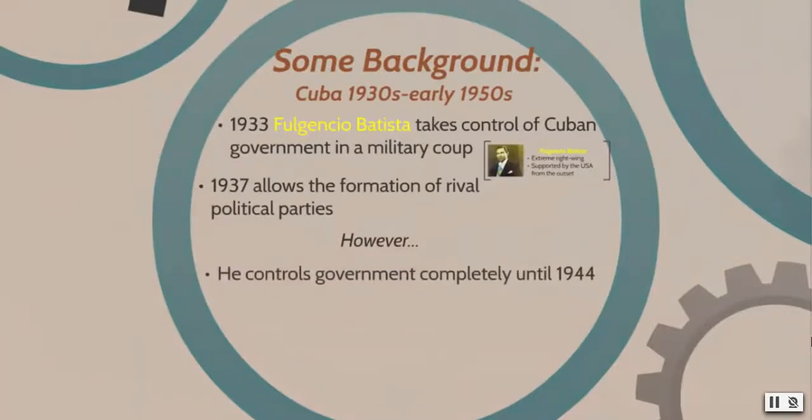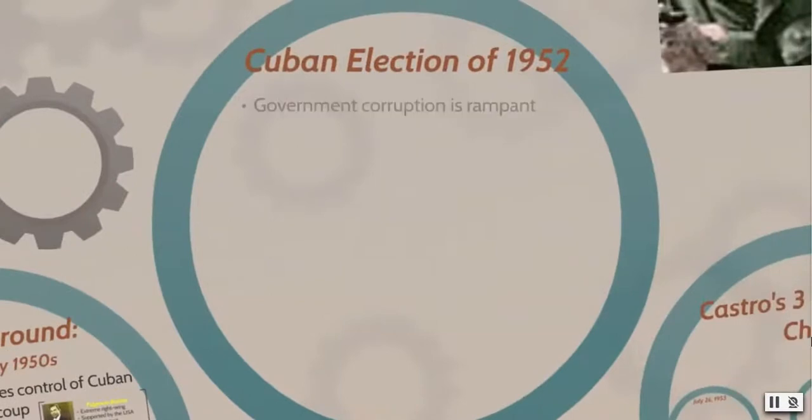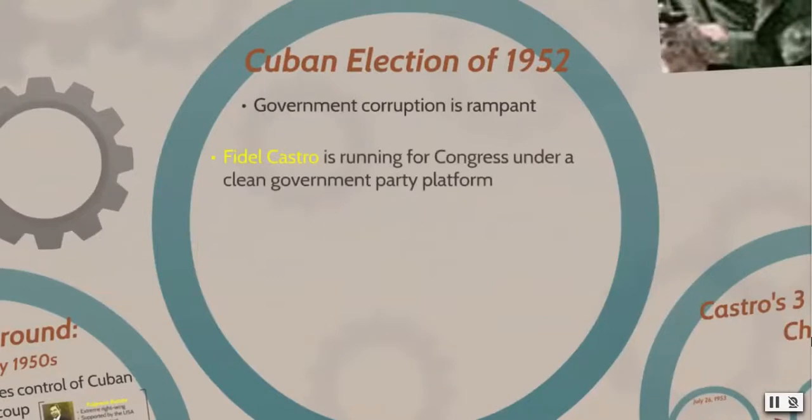And what that meant was that although some other people were elected president at this time, Batista always used them sort of like a puppet to actually take over real control. In 1944, he was ousted and moved to Florida. However, in 1948, he moved back to Cuba and again took up a position in government. In 1951, he began to campaign to run for president in the election of 1952. Now we need to know that in Cuba in the 1950s, government corruption was rampant, and there was a new political candidate on the scene named Fidel Castro, who was running for Congress under an anti-corruption party platform.